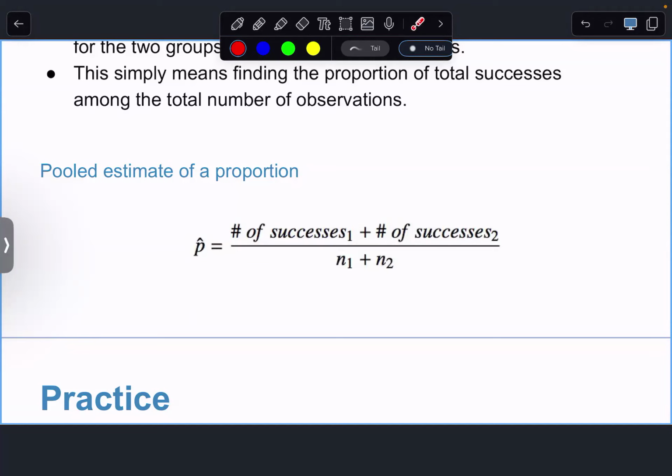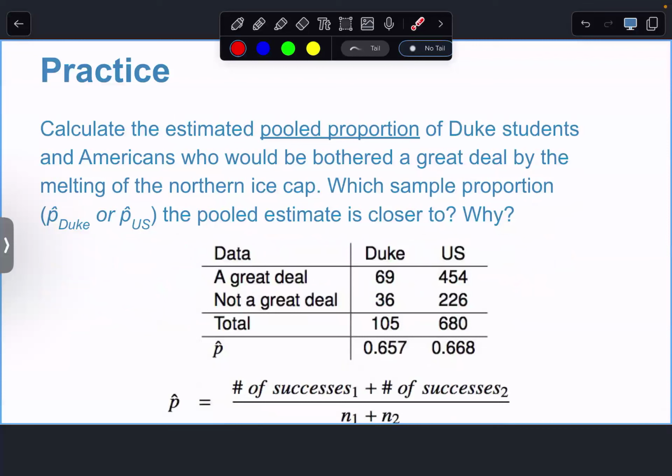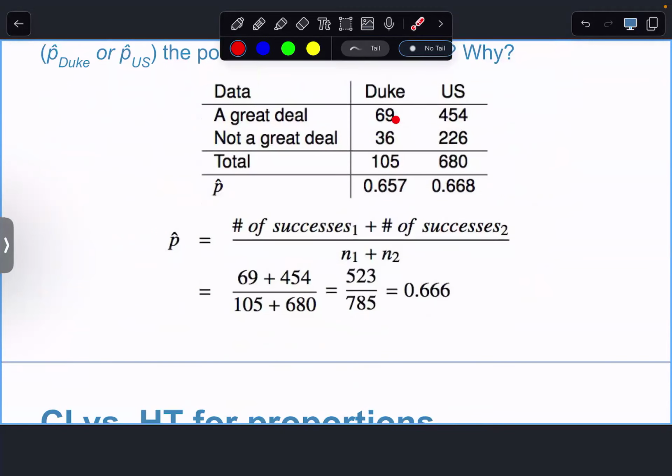You just can't win. Anyways, the pooled proportion is the number of successes in group 1 plus the number of successes in group 2 over N1 plus N2. So we can calculate the pooled proportion because we have the number of successes in each group. And so we have 69 successes in group 1 and 454 in group 2. And we have the total sample size of 785. So 523 over 785.